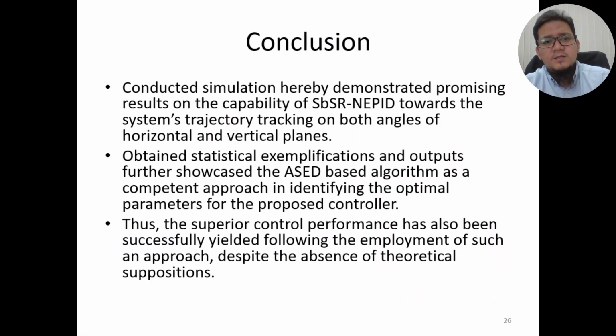Now for the conclusions. We conducted simulations to demonstrate promising results, showing the capability of the sigma-based saturation rate in reducing the tracking error and control input energy for the twin rotor MIMO system in the horizontal and vertical plane angles. We also obtained the statistical results for the ASED-based algorithms. We find that the sigma-based saturation rate has superior control performance and can also track the error for the horizontal and vertical planes. Okay, thank you.